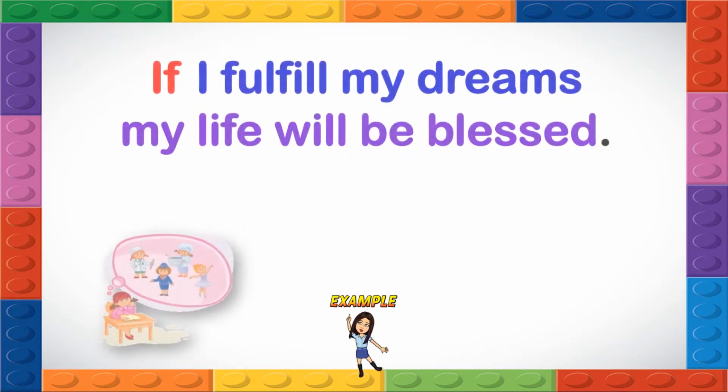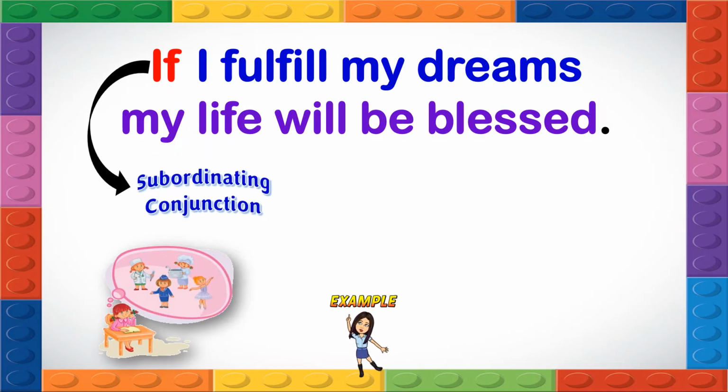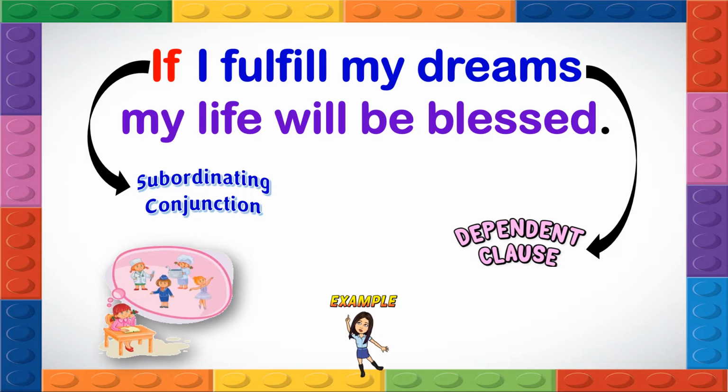Example: If I fulfill my dreams, my life will be blessed. In this example, the subordinating conjunction if introduces the dependent clause I fulfill my dreams and joins it to the independent clause my life will be blessed.